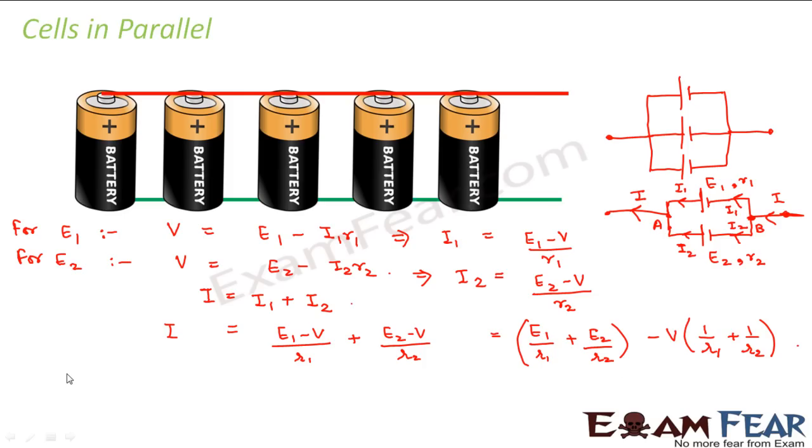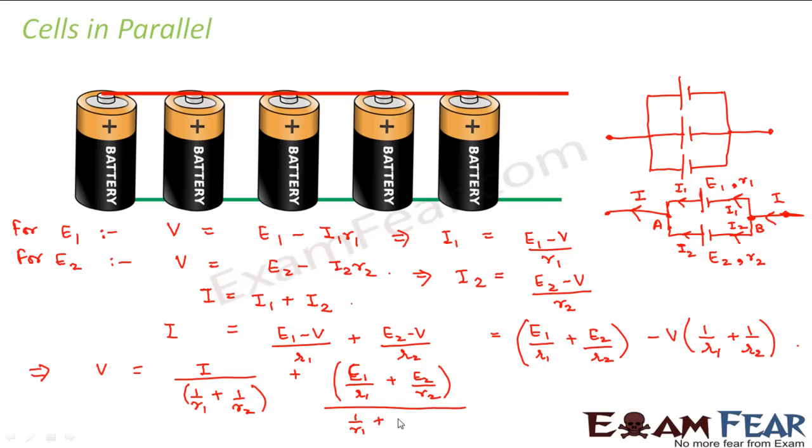Now, here also, let us write it in the form of V. So this expression can further be written as V is equal to I divided by (1 by R1 plus 1 by R2), plus (E1 by R1 plus E2 by R2) divided by (1 by R1 plus 1 by R2). So this is simple mathematics. Here I is equal to E1 by R1 plus E2 by R2 minus V into (1 by R1 plus 1 by R2). So from this I wrote it in terms of V, and I got this expression.